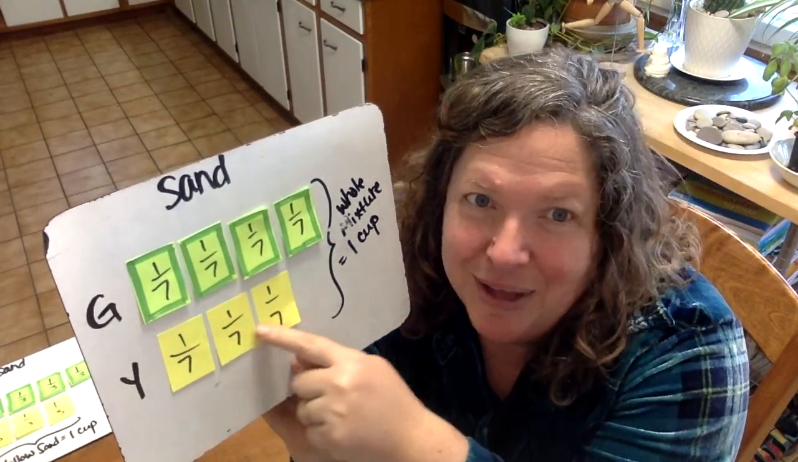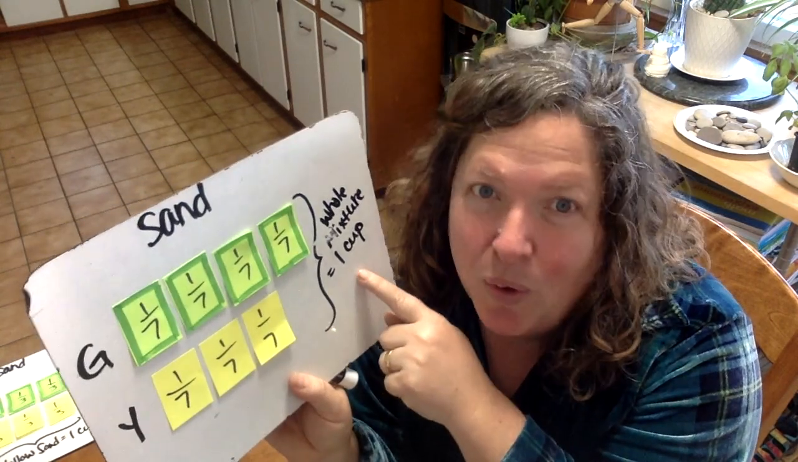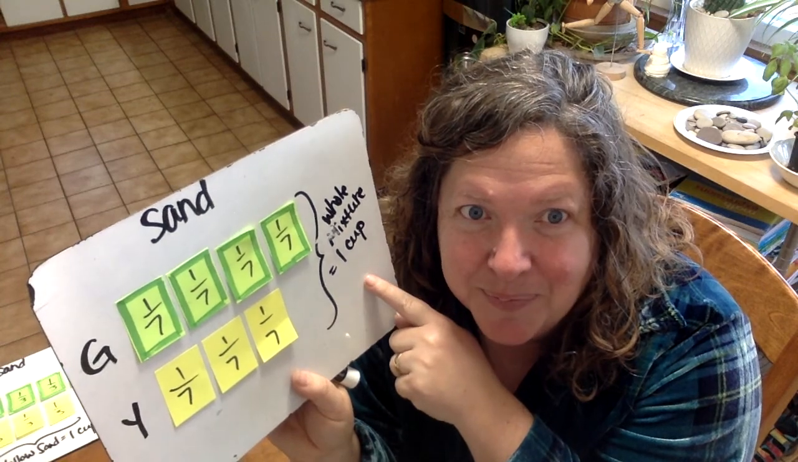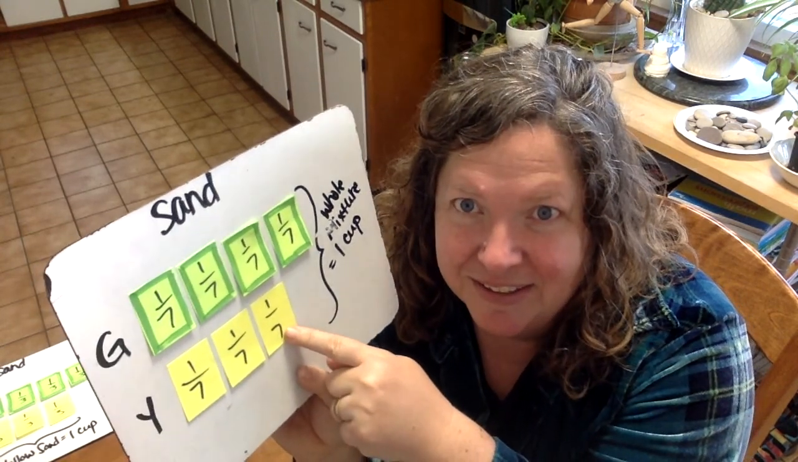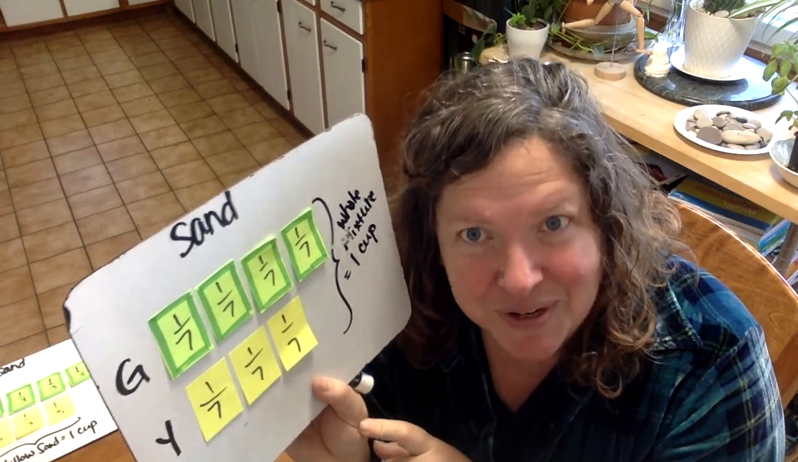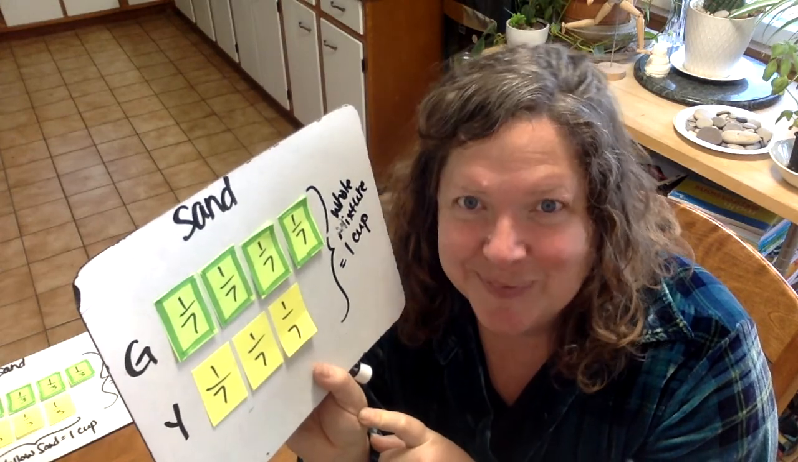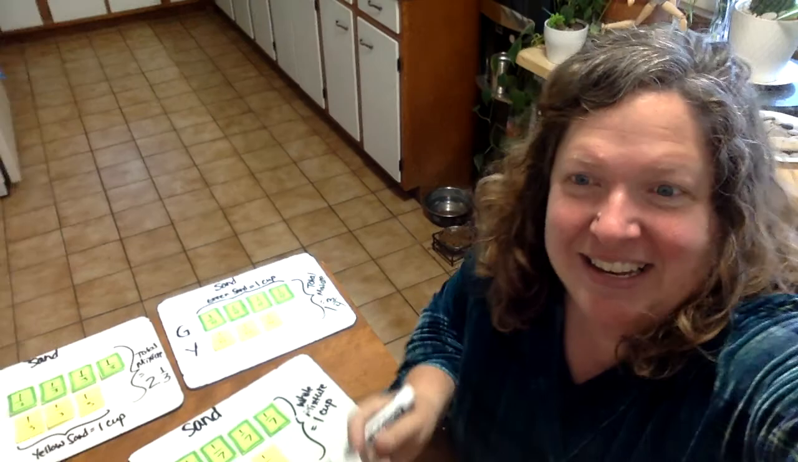So how much yellow sand is in the whole mix if the whole mix is 1 cup? Yellow sand is 3/7. How much is the green sand? 4/7. See how that's tricky? We did the same thing. You can see it. Here it is.